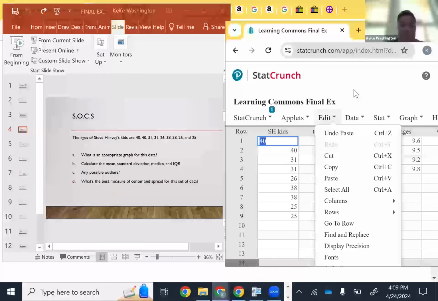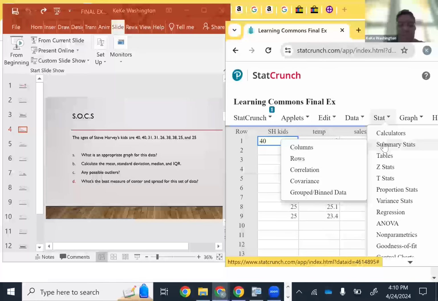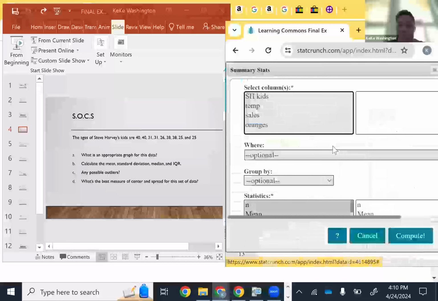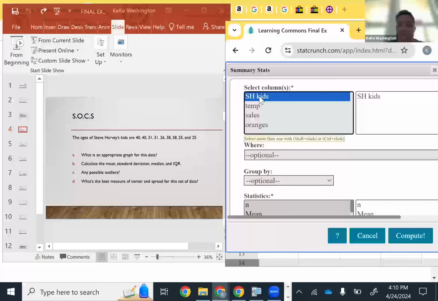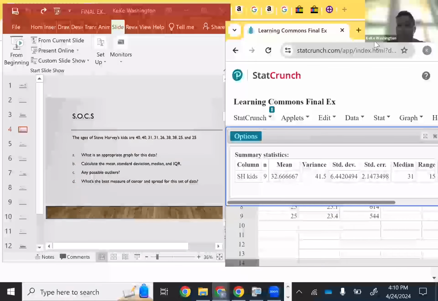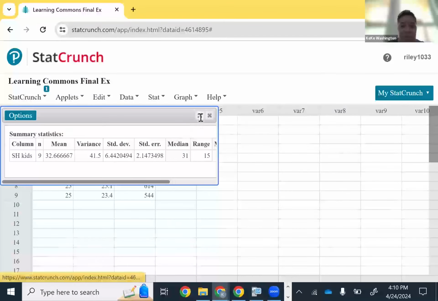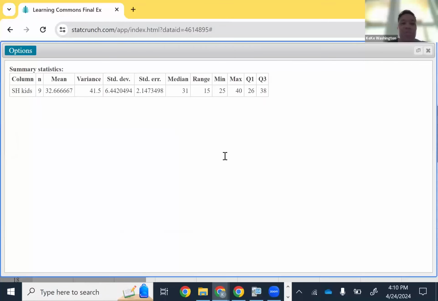All right, so it says calculate the mean, standard deviation, median, and IQR. Okay, so this is where we go to stat, and we want to go to summary stats. Our data is in a column, so select the column where your data is located and compute. And this will give us all of our summary statistics. You see your mean is 32.67. We have our median at 31. Okay, so let's just sit and talk about that for a bit.